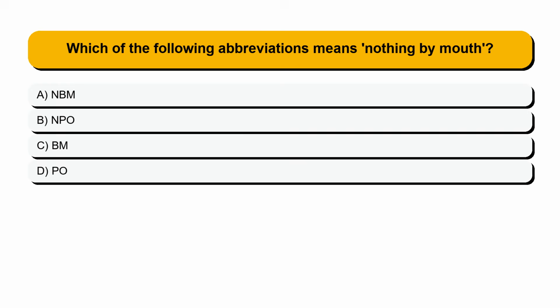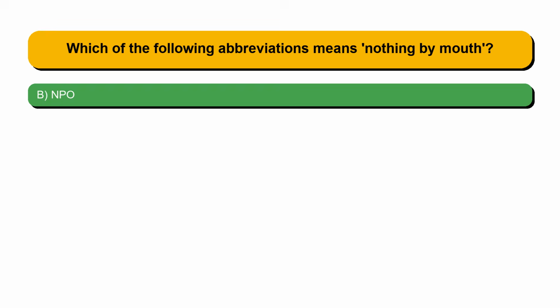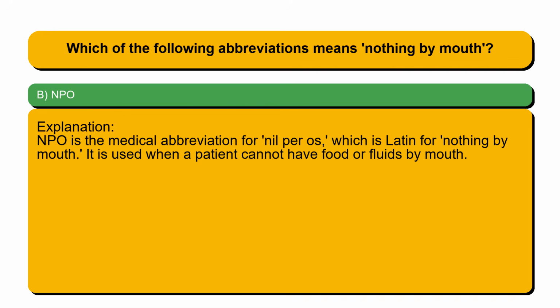Question 55. Which of the following abbreviations means nothing by mouth? Option A. NBM. Option B. NPO. Option C. BM. Option D. PA. The correct answer is option B. NPO. NPO is the medical abbreviation for nil per os, which is Latin for nothing by mouth. It is used when a patient cannot have food or fluids by mouth.